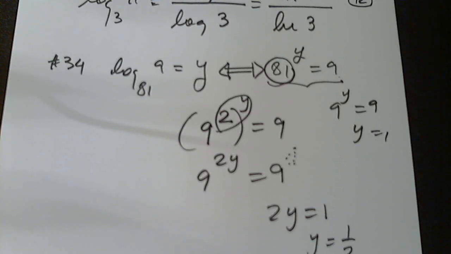Or you use the change of base formula, which is natural log 9 divided by natural log 81. And the answer has to be the same. Good. Let's choose another. Any questions?